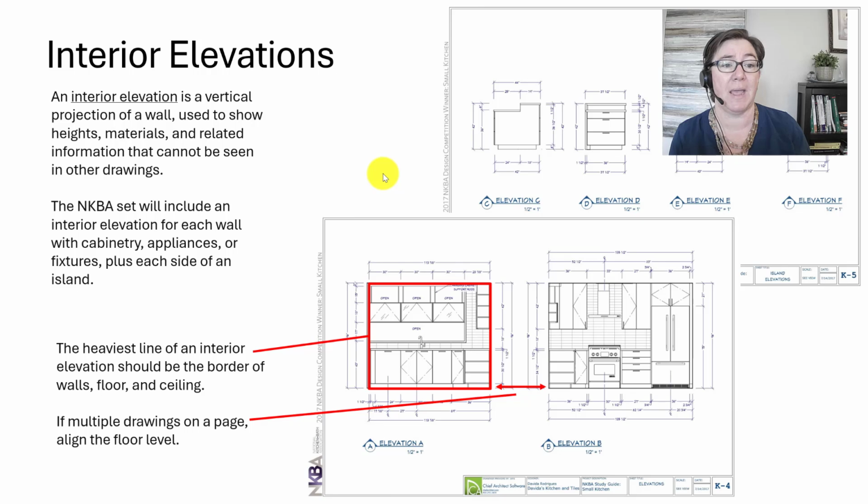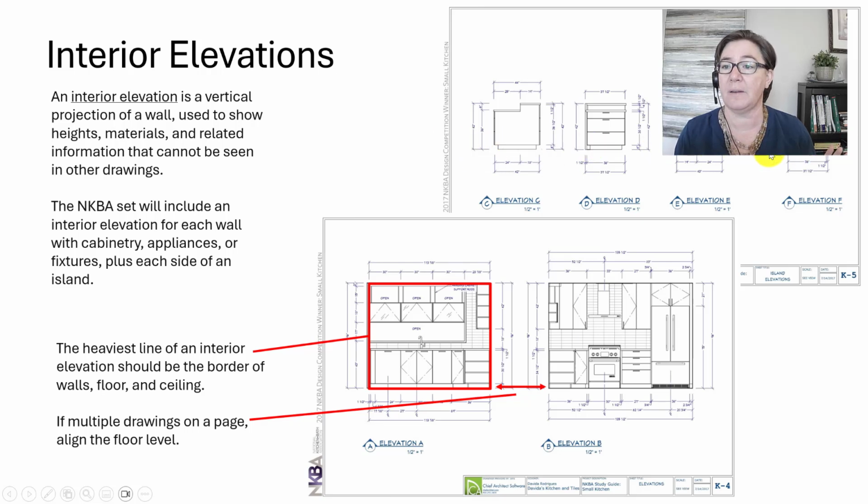Your typical NKBA set will include an interior elevation for each and every wall that has pretty much anything installed on it: cabinetry, appliances, fixtures. You're also going to show each side of an island, and let me call your attention to this drawing right here. Here's an example. Notice we're seeing each side of the island.